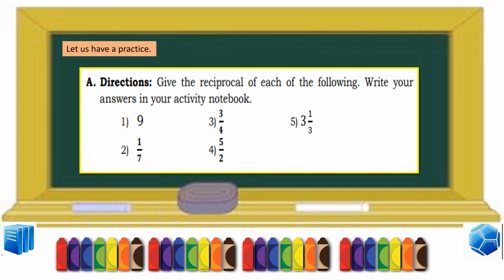So let's check. Number 1, the reciprocal of 9 is 1/9. Number 2, the reciprocal of 1/7 is 7. Number 3, the reciprocal of 3/4 is 4/3. Number 4, the reciprocal of 5/2 is 2/5. And number 5, the reciprocal of 3 and 1/3 is 3/10.